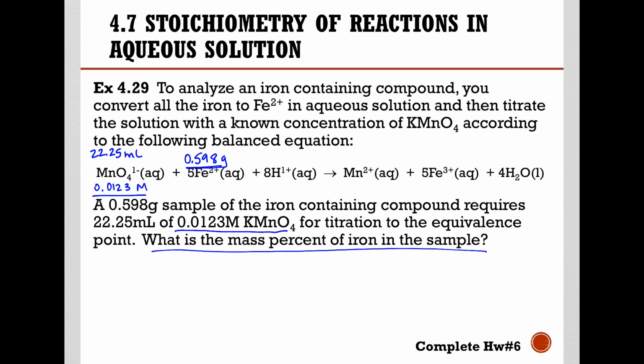All right, so we're going to start this the same way we started some of the previous ones. Because we have molarity information and a volume, we can use that to figure out the moles of permanganate ion, which we can then use to convert to moles of iron. Once we get to moles of iron, we convert that to grams of iron, and then we'll finish with our percent step, okay? So to start us off, we will need to start with our 22.25 milliliters of our permanganate ion.